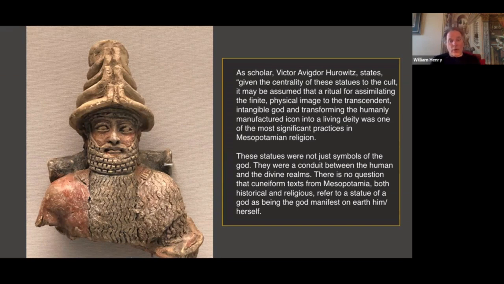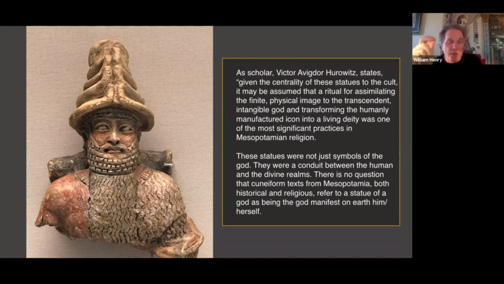We're looking here at another sculpture of an Anunnaki god, presumed to be Anu, one of the high gods, if not the high god of the Anunnaki hierarchy. This is in the British Museum. And what he tells us is that these statues were not just symbols of the god, they were a conduit between the human and the divine realms. There is no question, he says, that the cuneiform texts from Mesopotamia, both historical and religious, refer to a statue of a god as being the God manifest on earth as him or herself.